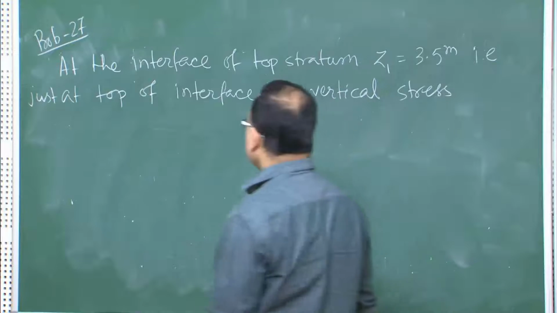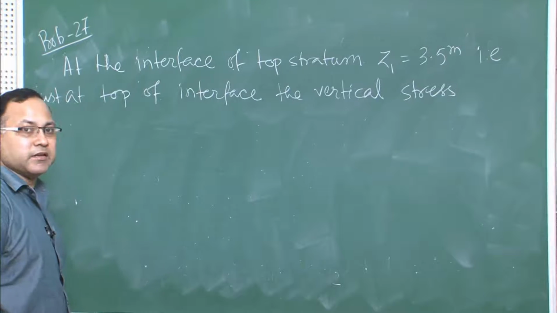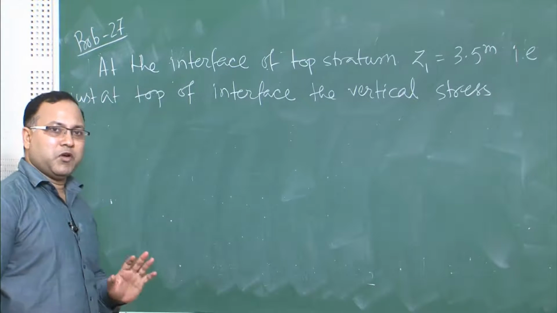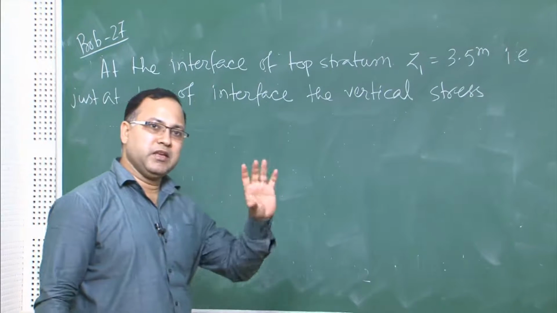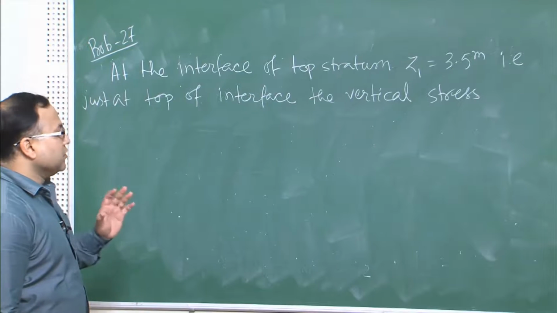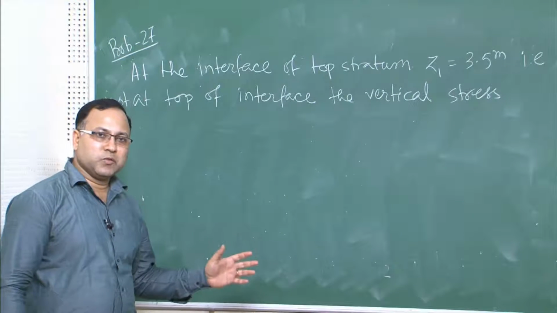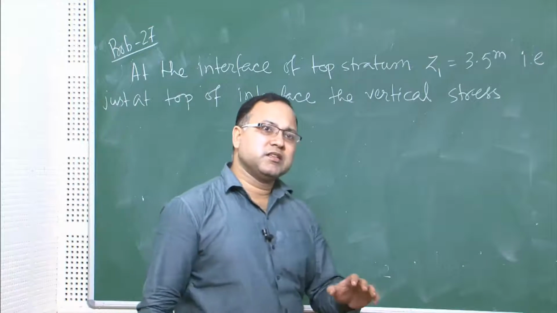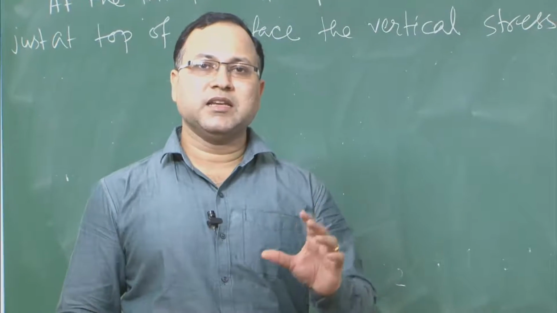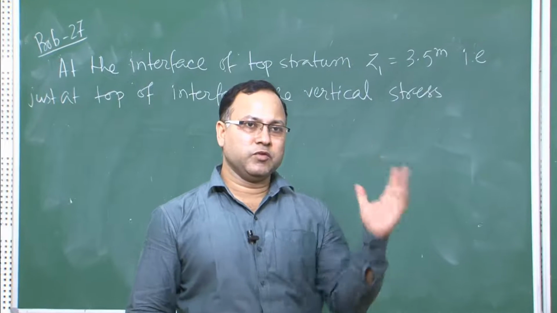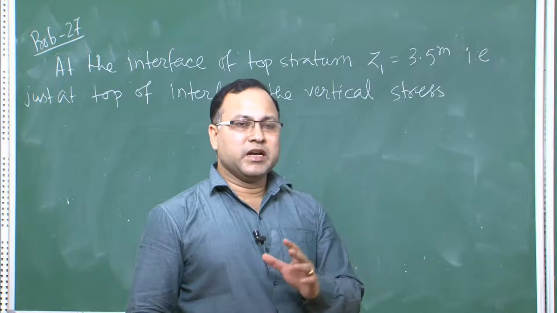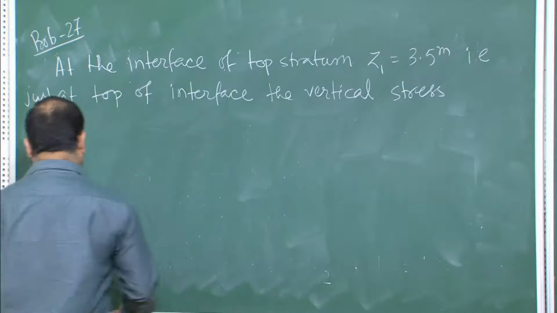So, at the interface we are considering what is happening at the interface, let us see first. Interface is happening at 3.5 meter depth below the ground surface, that is just at top of interface what is happening we are going to find out, and then we will be finding out just below the interface what is happening. If there is some abrupt change at the interface, that means just on the top you will be getting something, and just below the interface you will be getting something else.